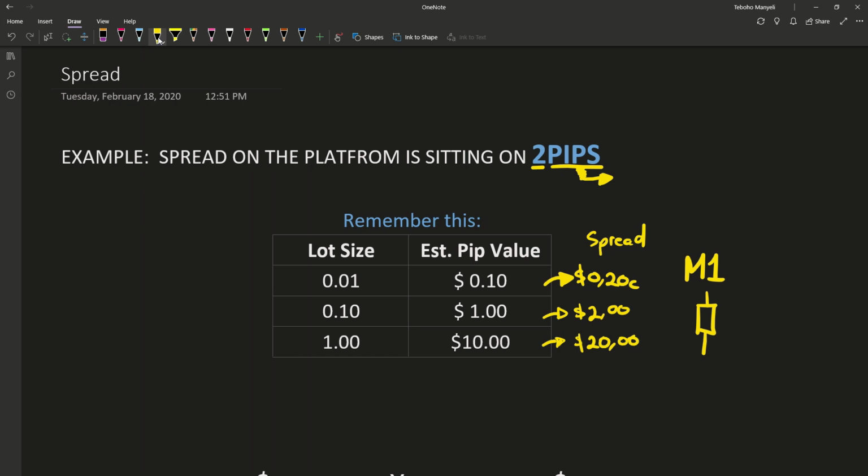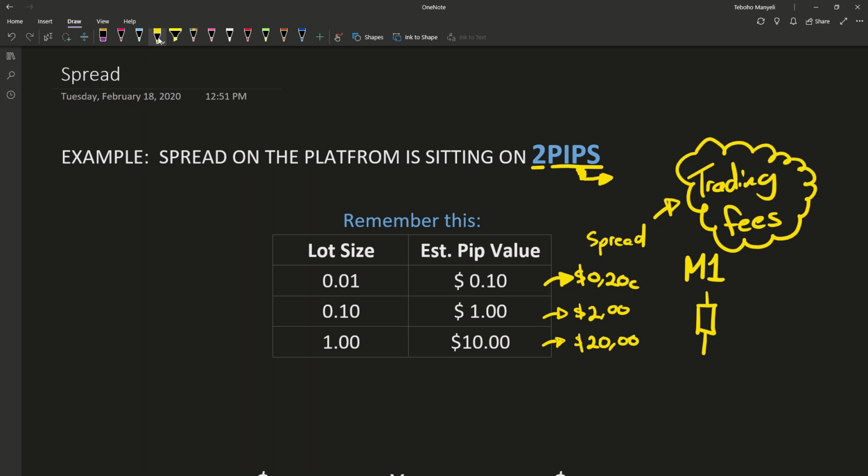So spread for me is basically your trading fees, and this is literally how the broker is surviving. That's why we don't take any share of the profit you make, because we've taken our profit. You are paying us to execute this trade, to make sure it's on the market and you are able to see the fruits of your trade.